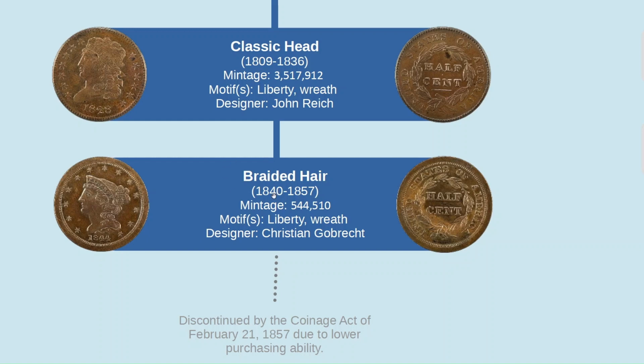This design was minted from 1840 until 1857, with a much lower mintage of only slightly above 500,000. Motifs here are very similar to the last one. She's got the headband, as I said. It's still Liberty, with stars surrounding her, and the obverse is very much the same or similar to the classic head version. The designer for this one was Christian Gobrecht.